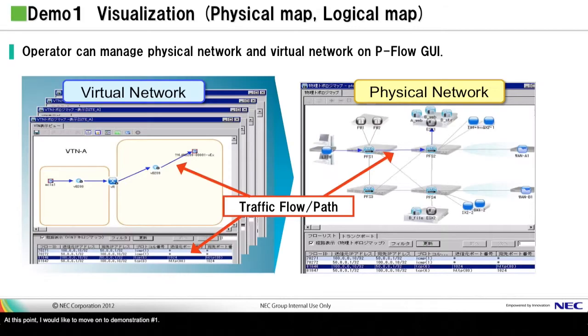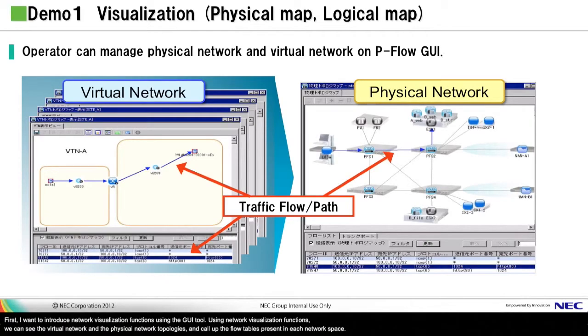At this point, I would like to move on to demonstration 1. First, I want to introduce network visualization functions using the GUI tool. Using network visualization functions, we can see the virtual network and the physical network topologies and call up the flow tables present in each network space.